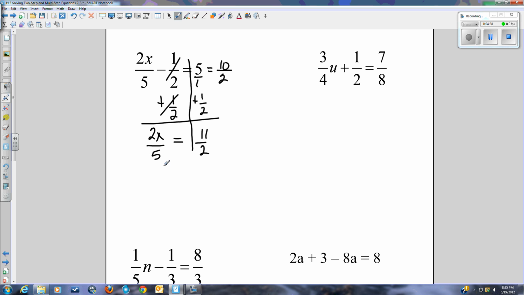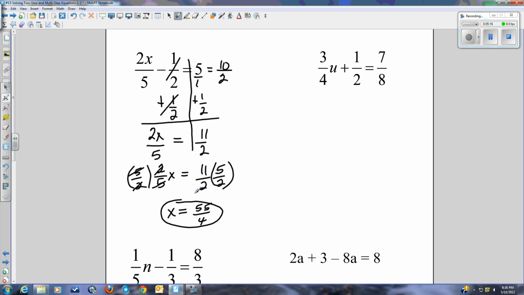Now, 2x over 5 is the same as having 2/5 x. I think we talked about that in the last video. And the way we get rid of the 2/5 in front of the x is to multiply by its reciprocal. So the 5's cancel, the 2's cancel. And nothing can cancel out on the right-hand side. So 11 times 5 is 55. 2 times 2 is 4. So we end up with 55 over 4. And you're welcome to just leave that as an improper fraction. That's perfectly okay. Let's try the next one.